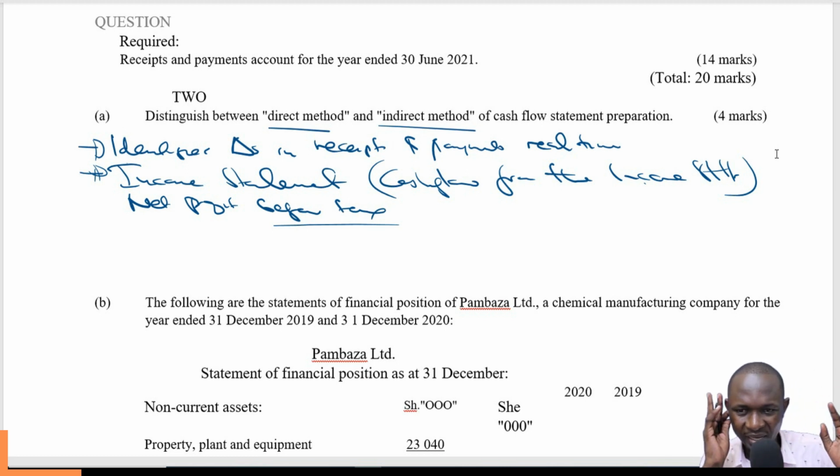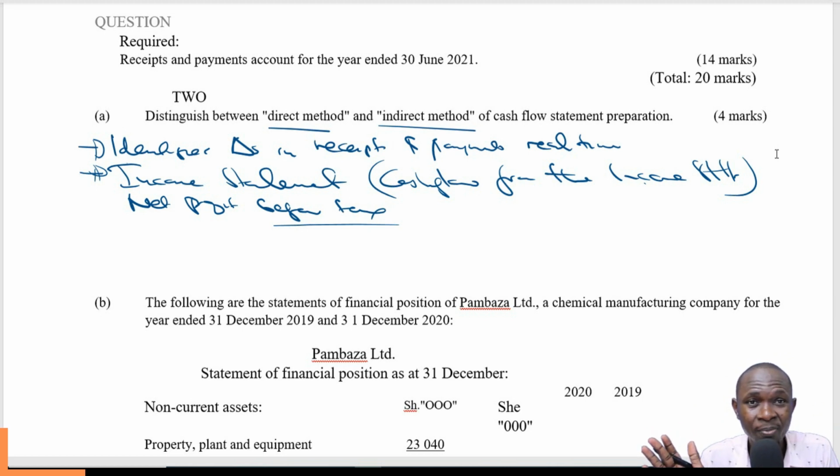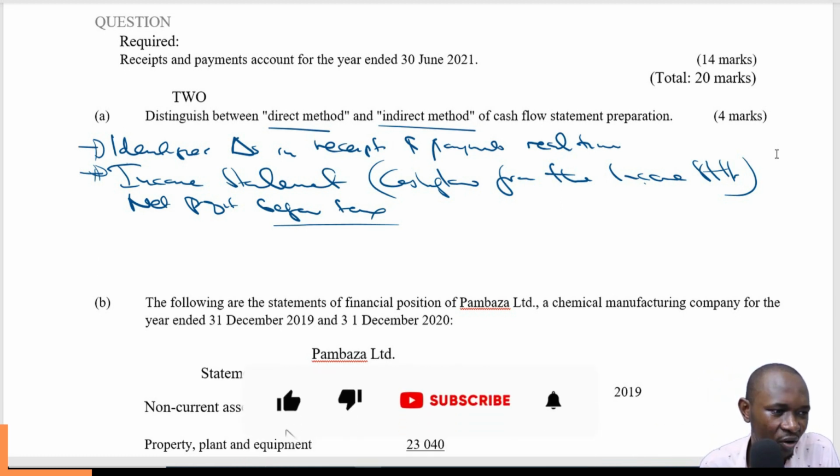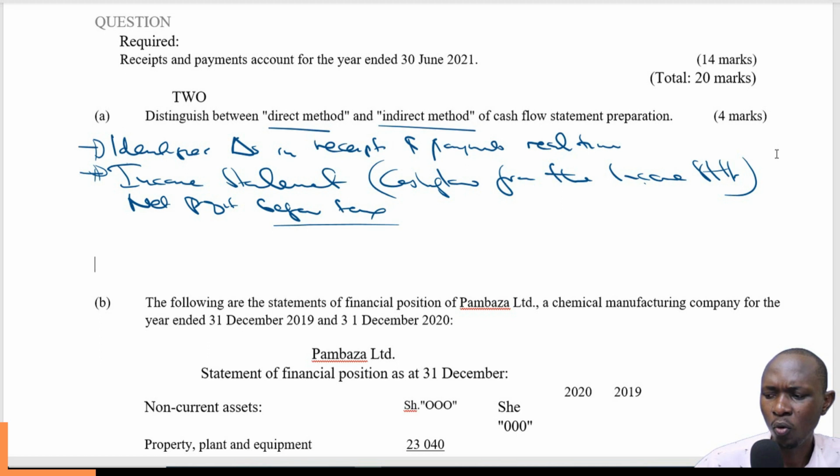So for the indirect method, we have first of all to have an income statement, and then we start from the net profit before tax, working backwards, trying to factor in those movements that really didn't involve money transfers, as opposed to the direct method, where we capture only the movement, the inflows and the outflows as and when the transactions take place.